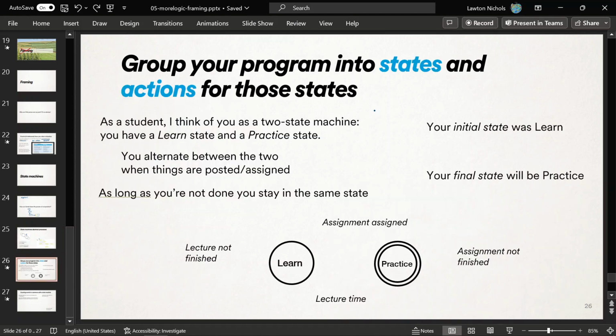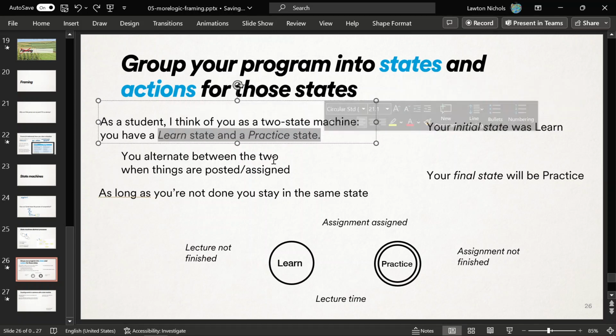So yeah, it's all about grouping your program into states and actions for those states. All right. So let me give you a simplified state machine. As a student, let's say that I think of you as having two states. You have a learn state and a practice state.